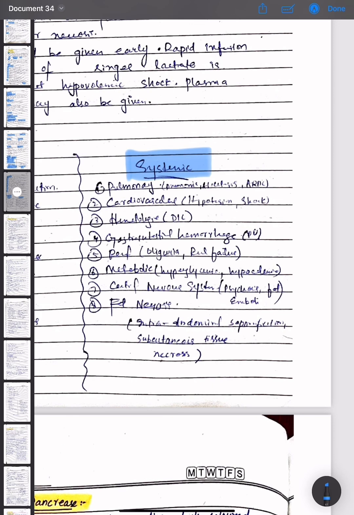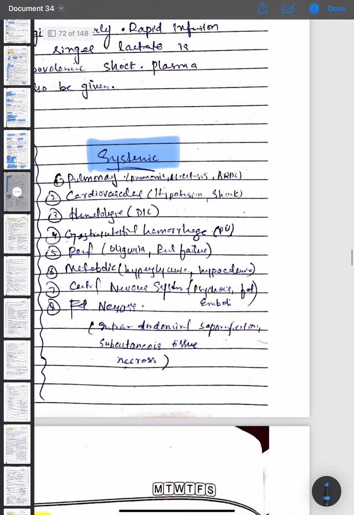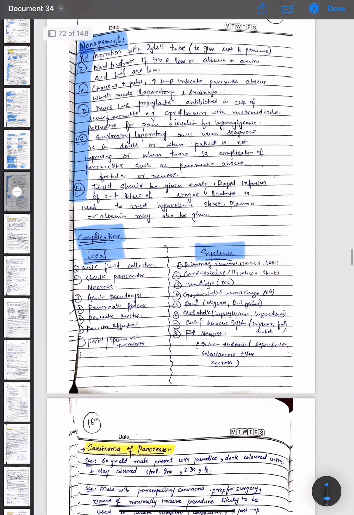In the cardiovascular, we have hypotension and shock, and hematologic, we have DIC and gastrointestinal hemorrhage. Then oliguria and renal failure. Then the metabolic, we have hyperglycemia and hypocalcemia. In the central nervous system, psychosis, and fat emboli and fat necrosis, that is intra-abdominal and superficial subcutaneous tissue necrosis. So these are the complications.